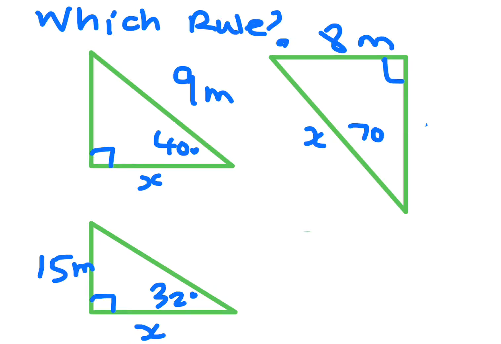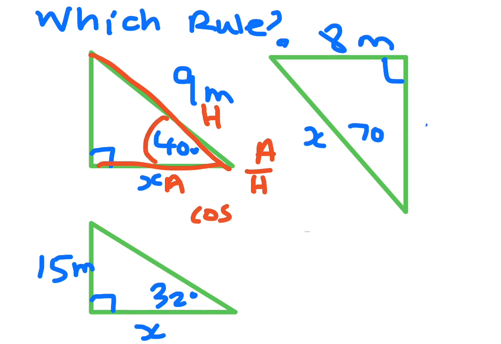So this is just a mixture of doing which rule and also making sure you see which one has x on top and x on the bottom. So the first thing is to identify it. If you look at this, that's the adjacent, that's the hypotenuse. Okay, A on H, so it's cos. So cos 40 equals A on H, so that's x on 9.